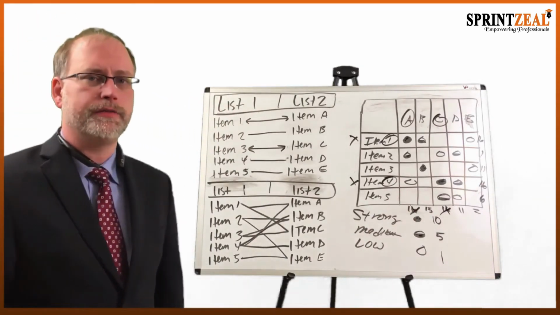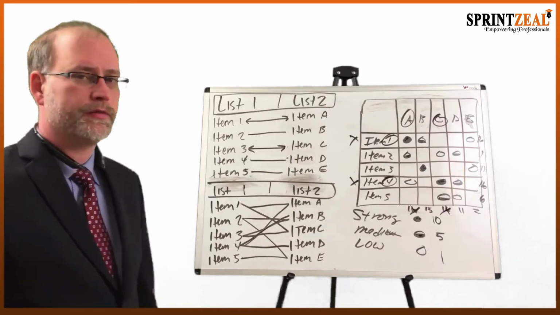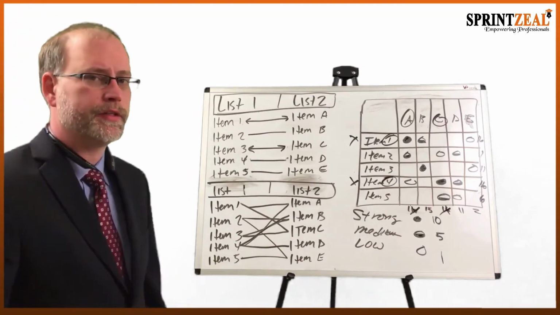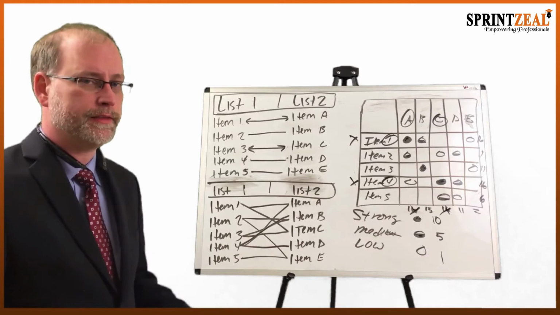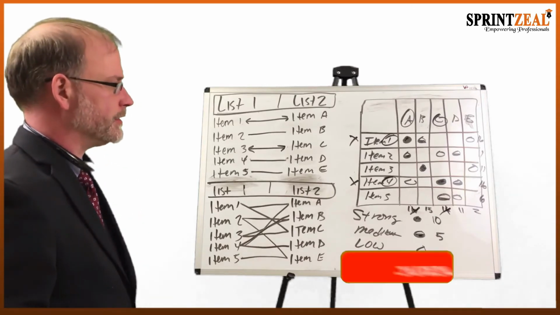That's the purpose of a matrix diagram, is to really allow us to focus where to apply our resources based upon the strengths of relationships between those two lists or those two types of products or services.